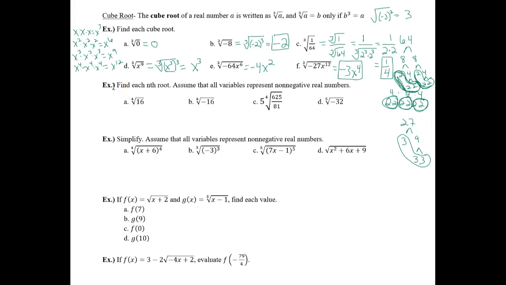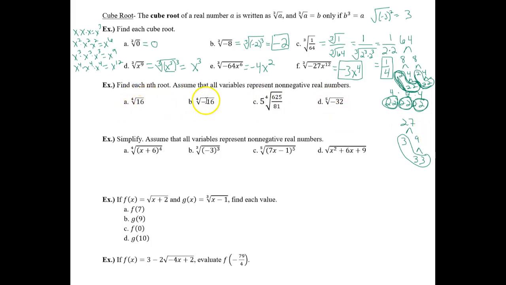For other various roots, it's similar. In this case, we were talking about cube roots. I needed something times itself 3 times. If I'm looking for a 4th root, I need something times itself 4 times. If I'm looking for a 5th root, I'm saying what times itself 5 times would give me that value underneath the radicand. Okay, so it's all about the root. That tells us how many times we're looking for something to be multiplied by itself.